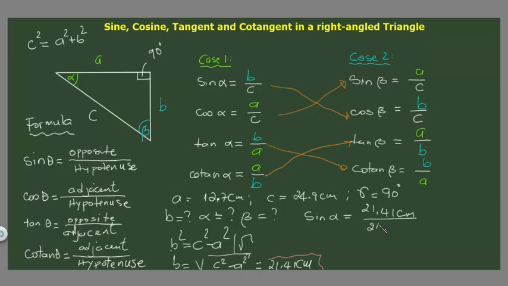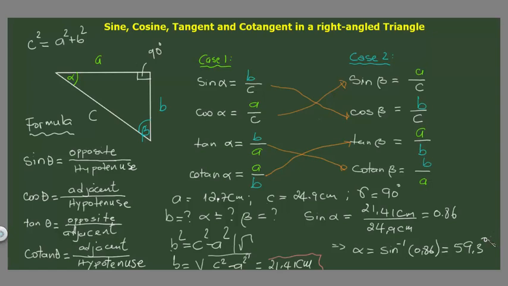This is 0.86. As we're looking for alpha, we have to isolate it, to separate it from the sine. This means that alpha itself is the inverse sine, the arc sine, of 0.86, and this gives us 59.3 degrees.